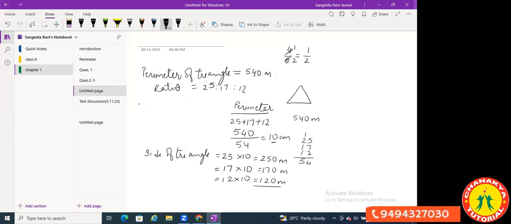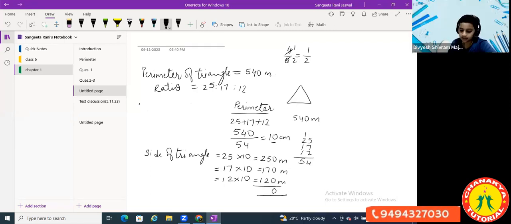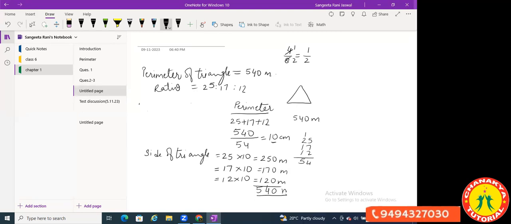You get 10. Now 25 into 10 is 250 meters. Now when you add up all these sides, what is the perimeter? The perimeter is the sum of all the sides. So we have found all the 3. So this is 540 meters. So we have got the perimeter. We have checked our answer. You got it? Actually, I did not introduce you to the variable part, which you will study later.